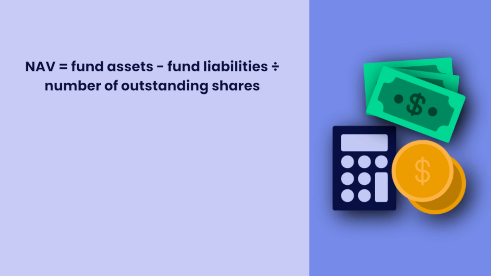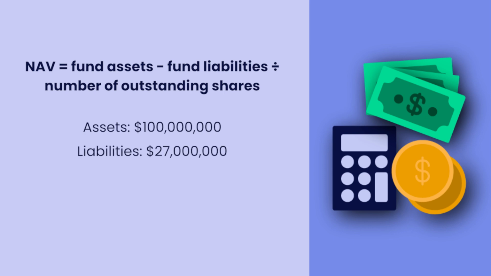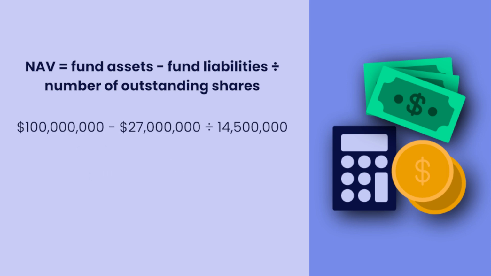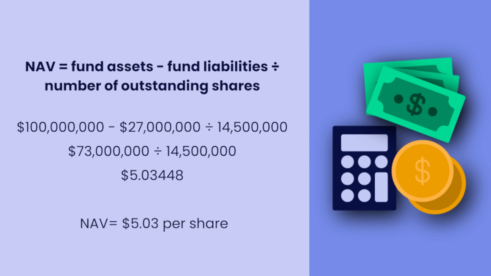So let's say Carmen decides to buy mutual funds instead of stocks. She looks at Fakestone Mutual Fund. The fund has combined assets of $100 million and liabilities of $27 million. Fakestone has also issued 14.5 million shares. So what's the NAV? $100 million minus $27 million divided by 14.5 million simplifies to $73 million divided by 14.5 million, which equals 5.03448. So the NAV is $5.03 per share.